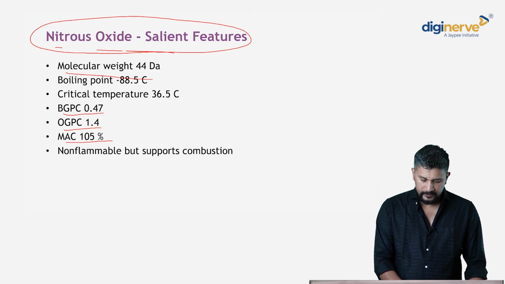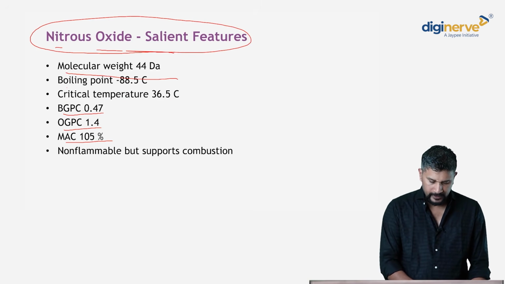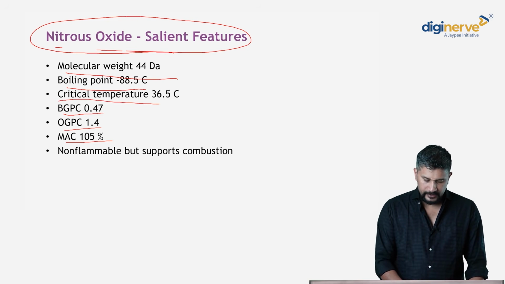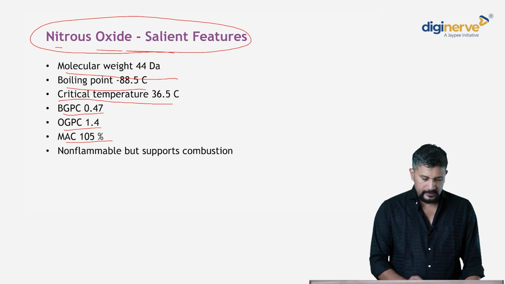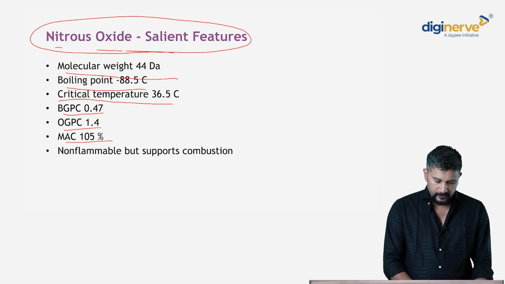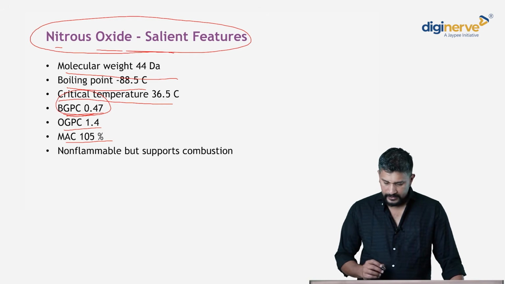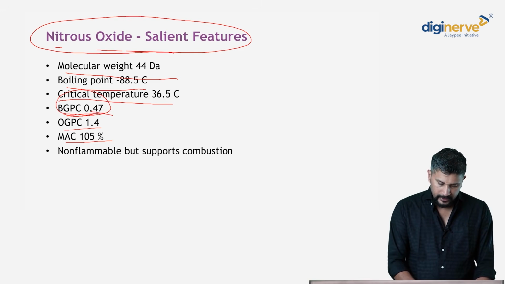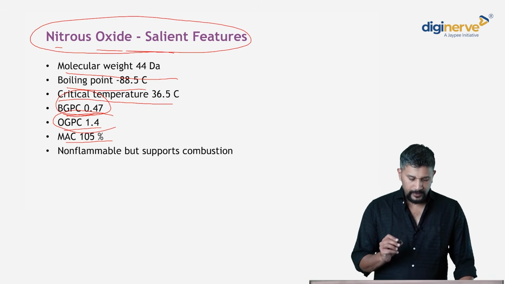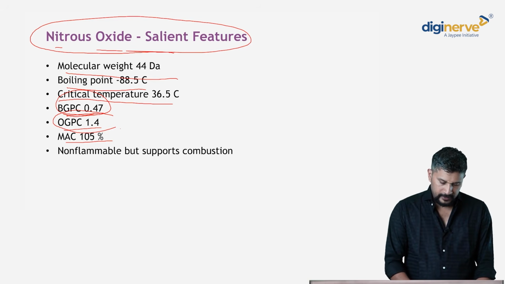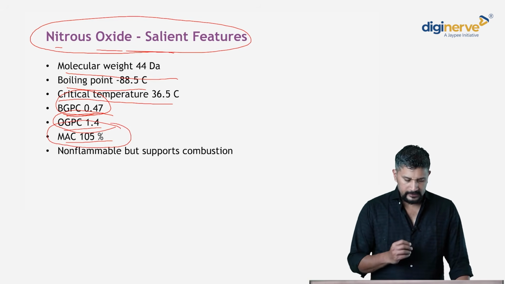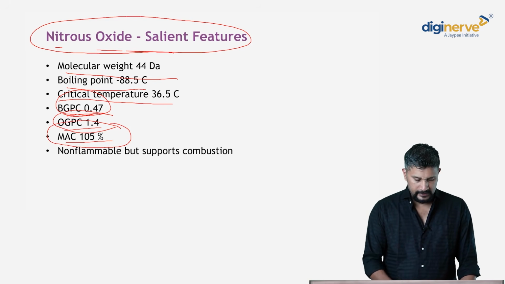So next, let's look at the salient features of nitrous oxide. Nitrous oxide has a molecular weight of 44 daltons. It has a boiling point of minus 88.5. It has a critical temperature of 36.5 degrees Celsius. What is important for us is your blood gas partition coefficient of 0.47, which tends to make it a very rapidly acting agent. However, your oil gas partition coefficient of 1.4 is quite high. Therefore, it tends to have a MAC value of 105, making it amongst the less potent inhalational anesthetic agents.